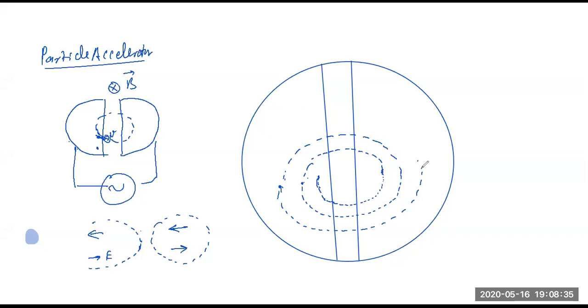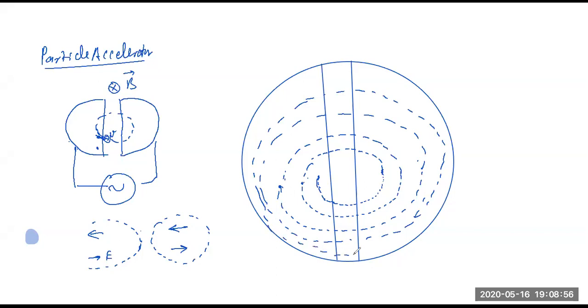Correct? Did they get it or not? Yes or no? Does the radius keep increasing because the velocity is increasing? That's why they are not circles, they are ellipses, right?